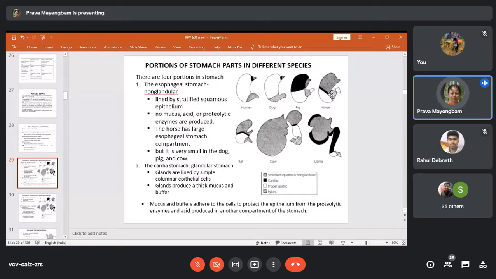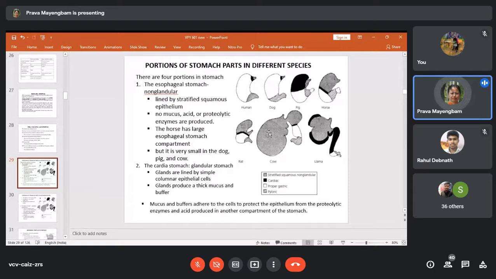In ruminant animals, in the cow, the portions occupied by the rumen, reticulum and omasum are also lined by stratified squamous epithelium.